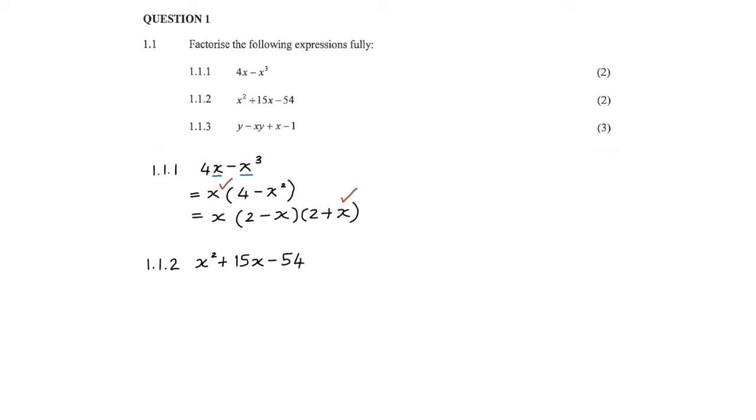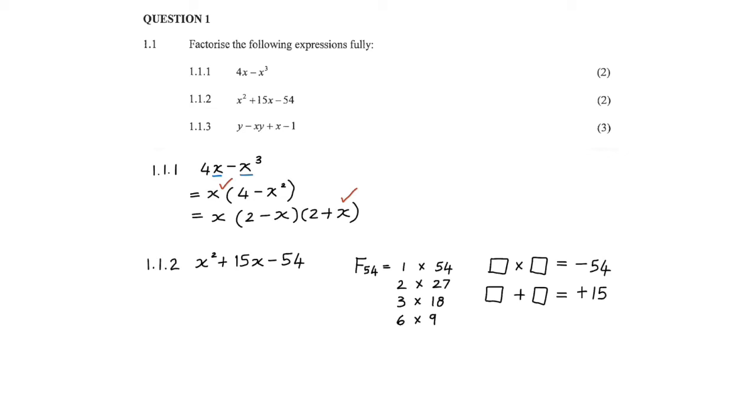So what we'll do first is we will write down all the factors of 54, which is the constant term. Now let's start with that. We'll write down the factor pairs: 1 times 54, 2 times 27, 3 times 18, and 6 times 9. Now remember, we are looking for two numbers that multiply to give negative 54 and add to give 15, which is the coefficient of x.